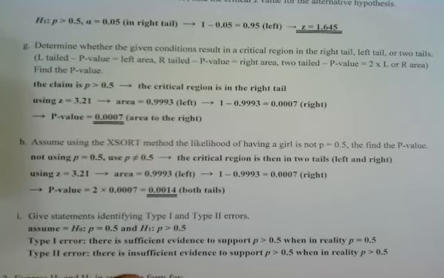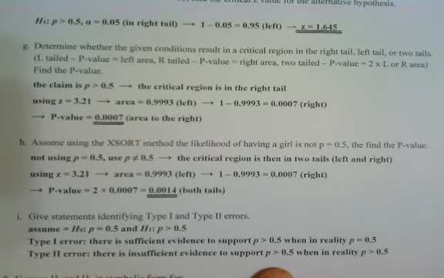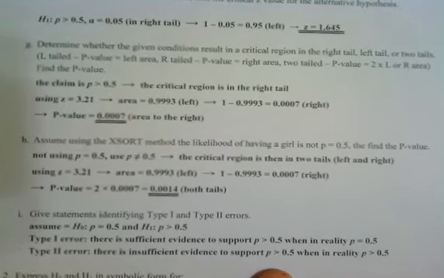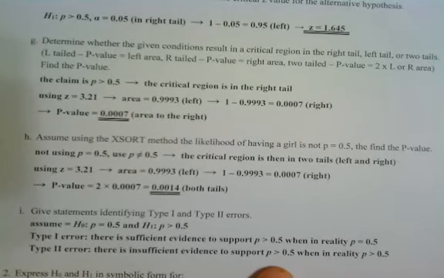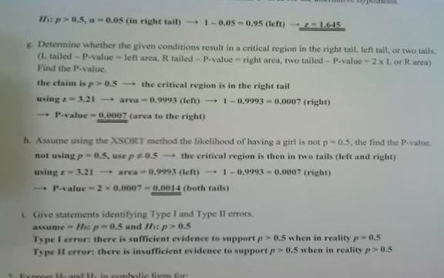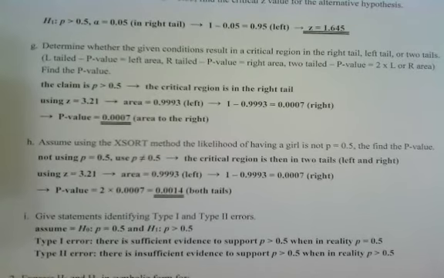Type 2 error, the opposite kind of idea. There is insufficient evidence to support that p is greater than 0.5, when in fact it really is. So in this case, we would have failed to reject the null hypothesis. Insufficient evidence to support it, so we can't reject the null hypothesis that there's no difference, but in truth there was a difference. It's just our one sample. And that's part of the idea here.